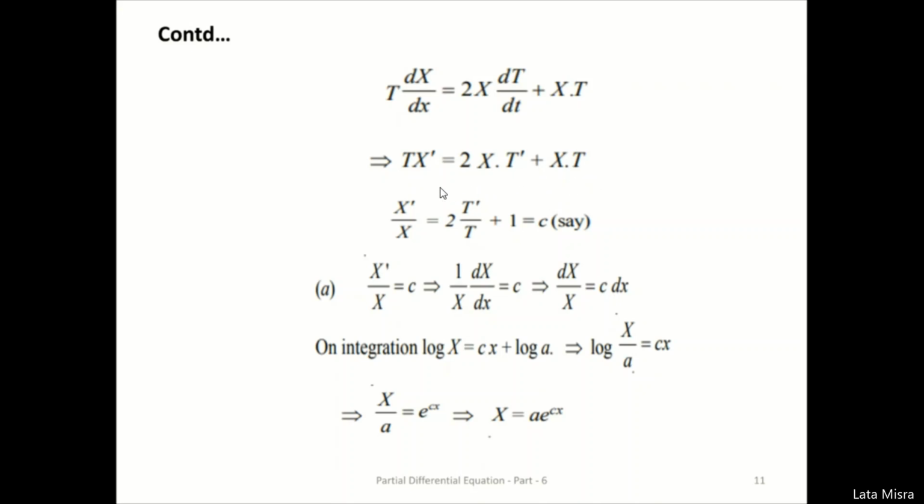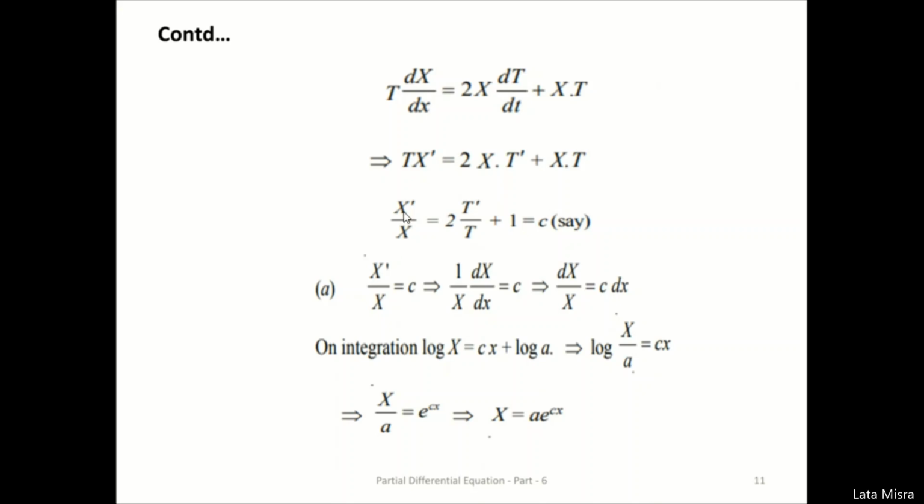Now separating the variables, we divide by T on the right-hand side, take capital X common on the right-hand side, and divide it to the left-hand side. We have X'/X equals 2T'/T plus 1. Now consider it equal to any constant, maybe lambda, maybe c, and we find two ordinary differential equations.